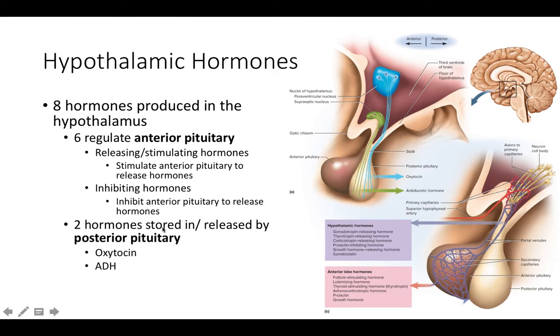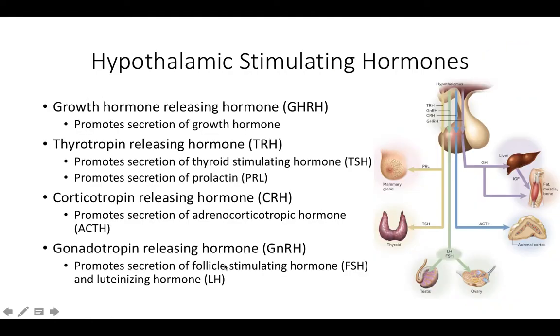Okay, and then we have 2 hormones that again are stored and released by the posterior pituitary, and those are oxytocin and ADH, which we'll talk about as we move through. So these are the 6 hormones, or actually we have 4 here, but these are the 4 of the 6 that are considered stimulating hormones.